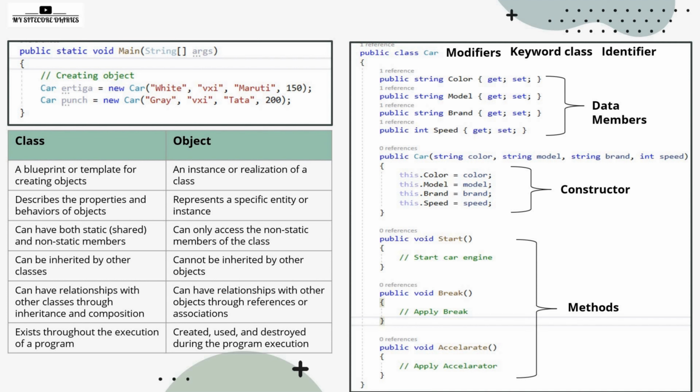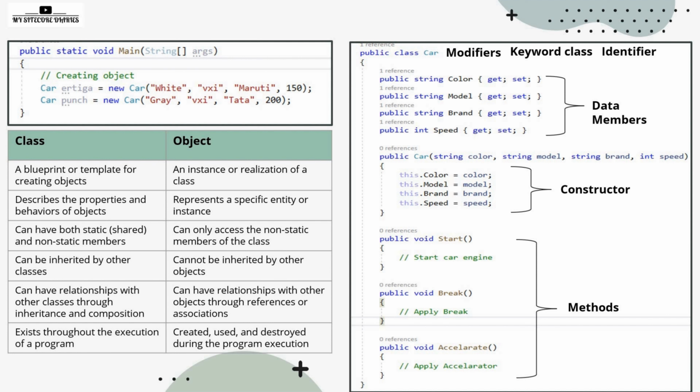Then a class can be inherited by other classes. You can have inheritance in a class, but an object cannot be inherited by other objects. So you have Ertiga and Punch, you can't inherit Ertiga into the Punch. But if you have any other class like accessories, that accessories class can be inherited into the car.